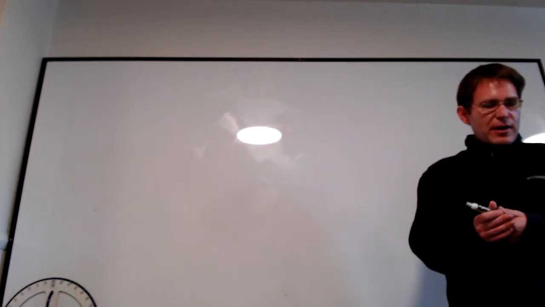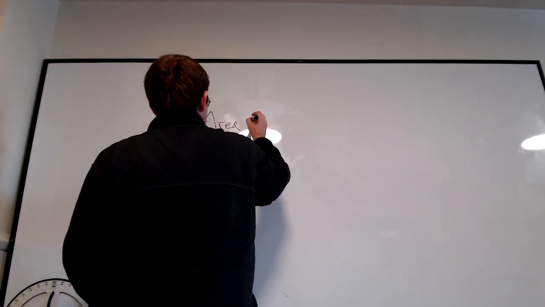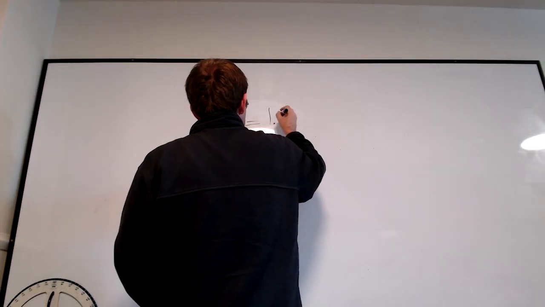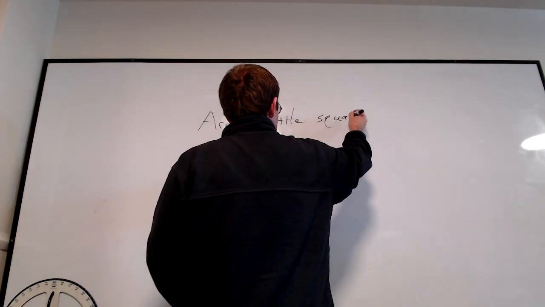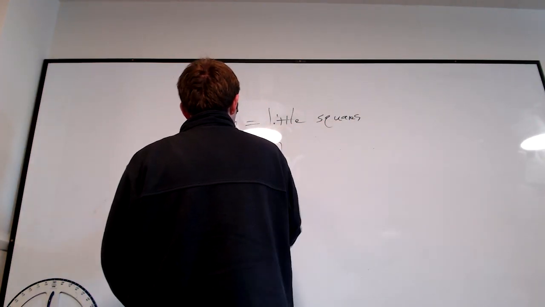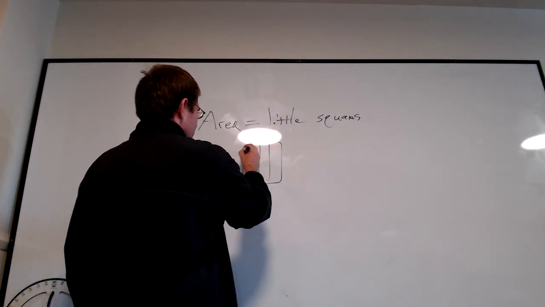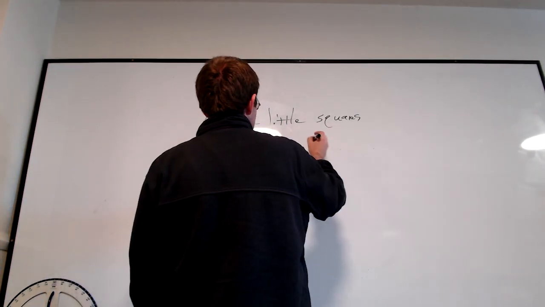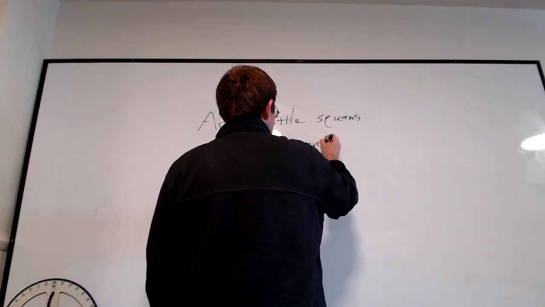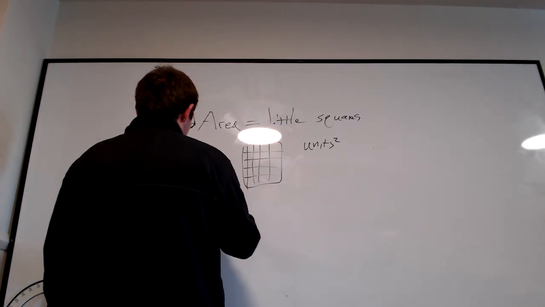Okay, so you guys have talked about area in the past, right? So area, we can think of area in terms of little squares, right? So if we have a square, the area, we can think of it as a bunch of little tiny square units. So area is little squares or units squared.